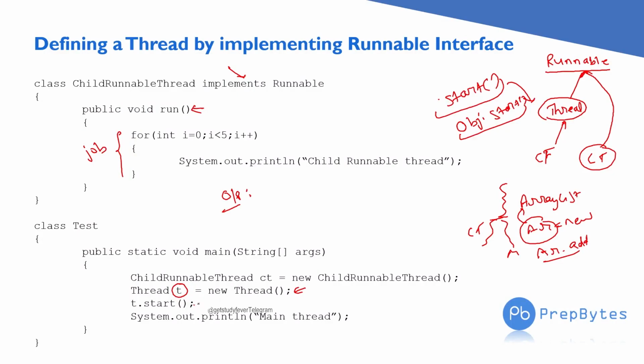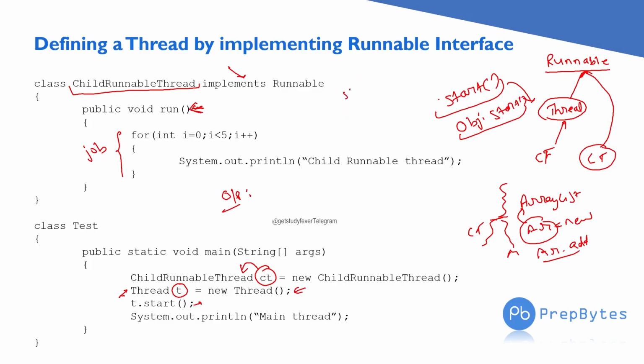So this start method will go where? To the Thread class, and it will call the run method. Now in this whole scenario, have I told the Thread class that you have to call the run method of the child runnable thread? Have I ever used the reference variable ct, the reference variable of child runnable thread? Have I ever used this object? No. So how will the Thread class know that I have to run this method? It will obviously run its own run method, correct?